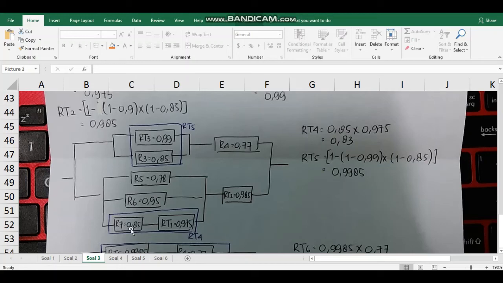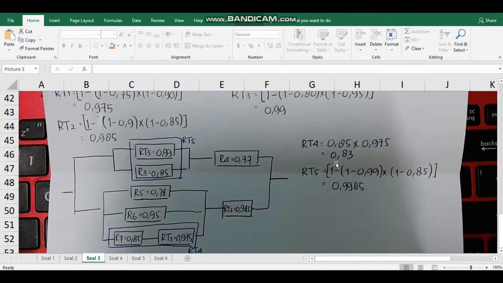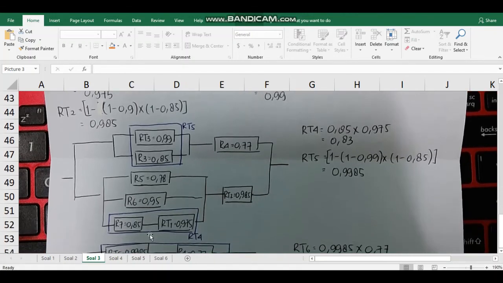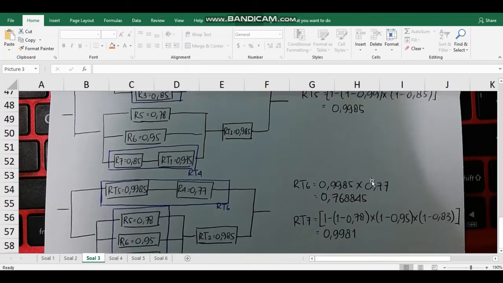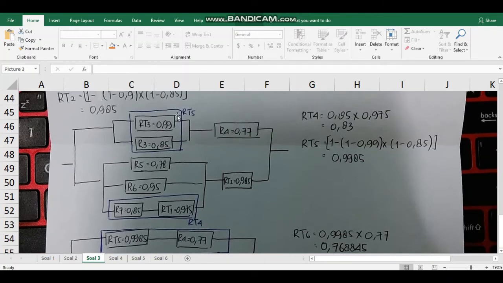And for RT4, because it's series, we just have to multiply 0.85 with 0.975, and we get 0.83 for RT4. Okay, for this one they become 1 and the reliability becomes 0.83. And then for RT5, the parallel one, as usual you have to use this kind of formula: 1 minus the probability of the first component, in this case RT3 because it's the one above, multiplied with 1 minus 0.85 because it's the probability of the redundancy, and we get 0.9985.